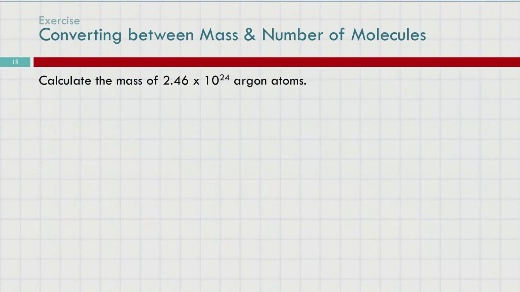All right, here's one for you to do. Calculate the mass of 2.46 times 10 to the 24 argon atoms. I'll give you 4 minutes.